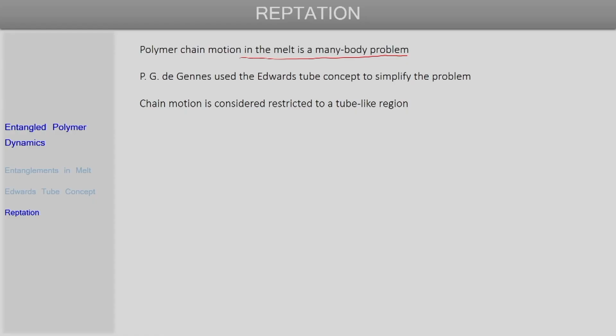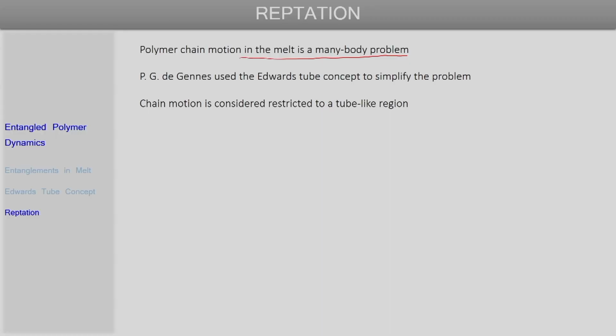One elegant approach that was proposed to study the dynamics of entangled polymer chains was that by P.G. de Gennes, and this approach makes use of the Edwards tube concept that we have already discussed. Here the main point is that for any given polymer chain, the chains around it impose constraints such that the motion of the given polymer chain is restricted to a confining tube, and as the chain moves, of course, the confining tube also moves along with the chain.